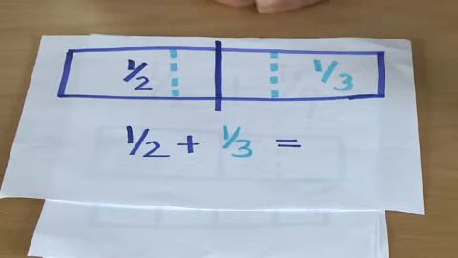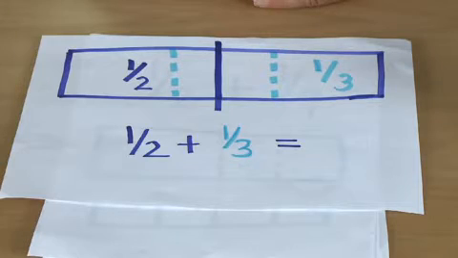They can't make thirds into halves. What am I going to do? I have to find something I can make them both into, right? And what we call that is finding the least common denominator. I want to find an equivalent fraction that I can make halves into and thirds into, so we can add them. We can't add them until they're like things.